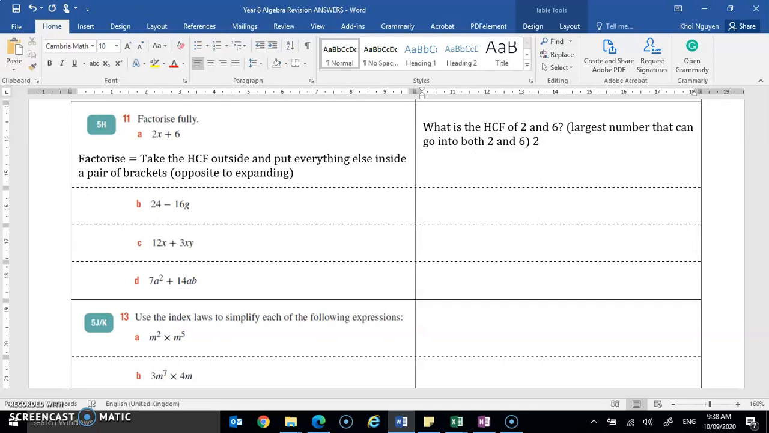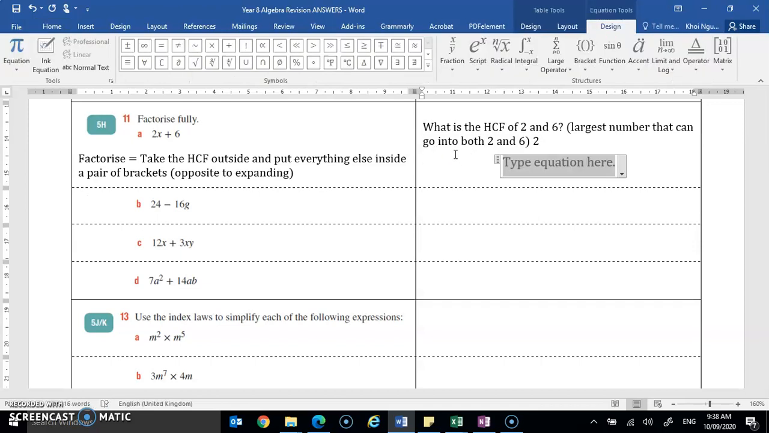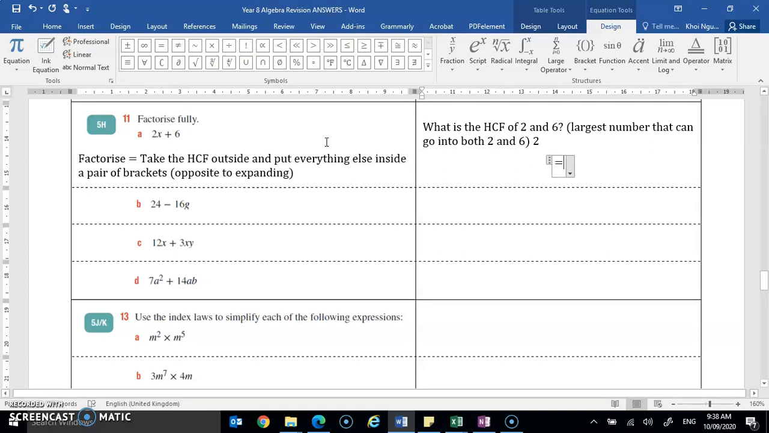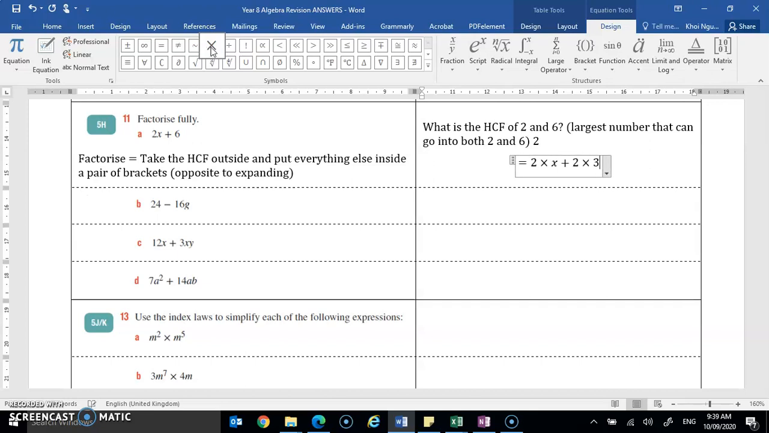So what do we do? Now what I'm going to do here is rewrite everything. So 2x, I'm going to rewrite that as 2 times x, and there is a reason to my madness here, and I hope you can see it in a moment. And then 6, I'm going to rewrite as a multiplication. So 2 times what gives you 6? That's 2 times 3.